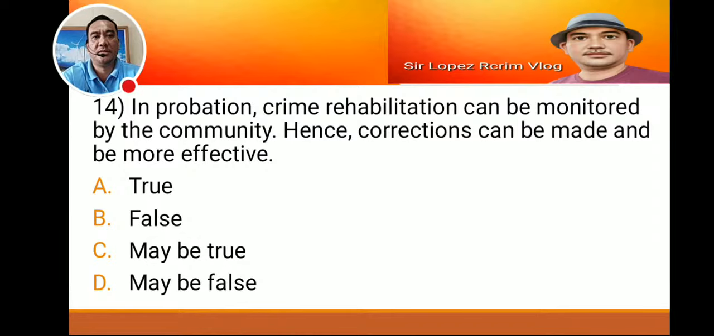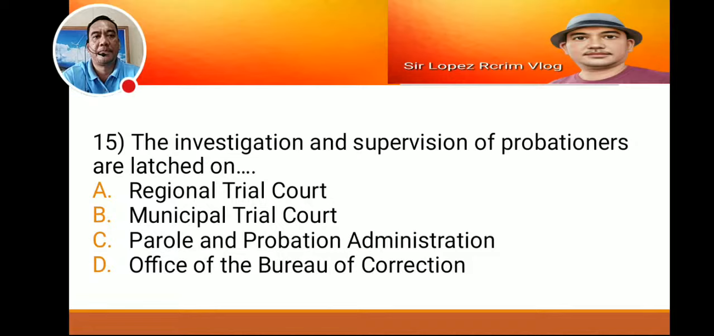Question number 15. The investigation and supervision of probationers are lodged in letter A, Regional Trial Court. Letter B, Municipal Trial Court. Letter C, Parole and Probation Administration. Or letter D, Office of the Bureau of Corrections.